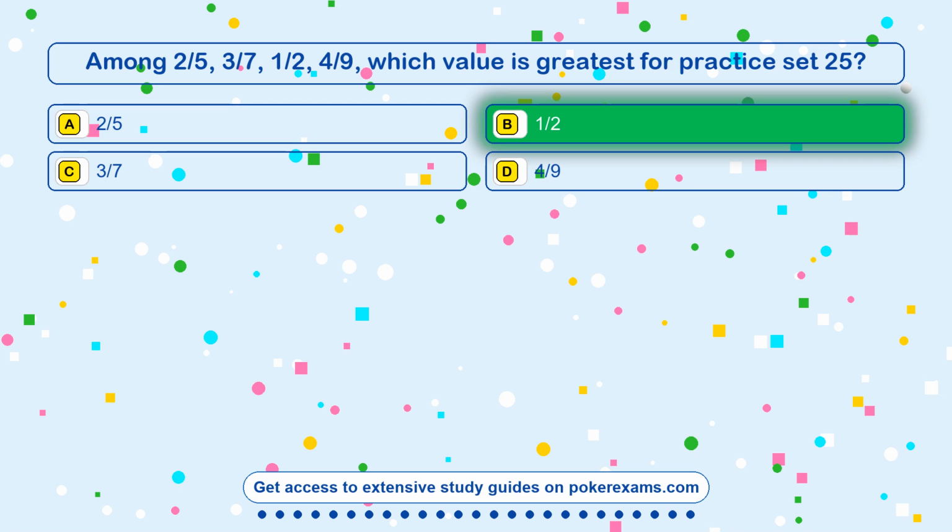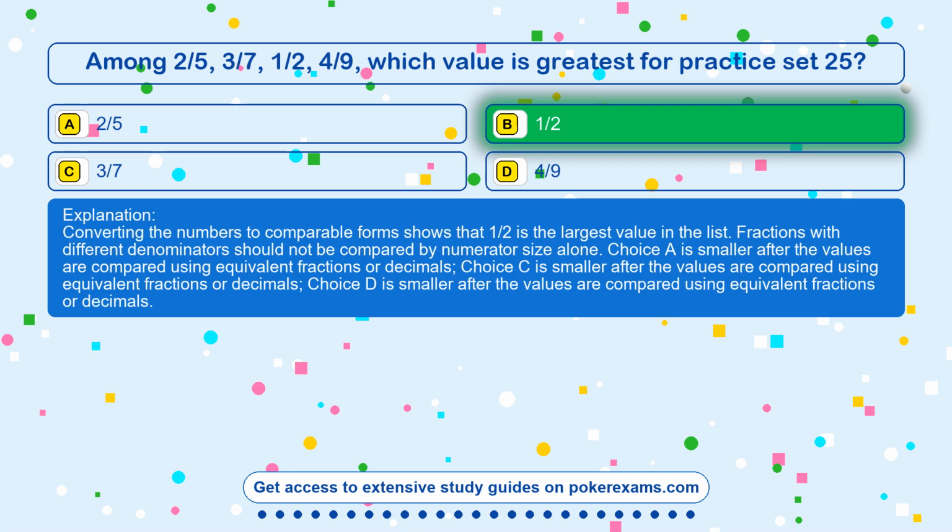The correct answer is option B, 1/2. Converting the numbers to comparable forms shows that 1/2 is the largest value in the list. Fractions with different denominators should not be compared by numerator size alone. Choices A, C, and D are smaller after the values are compared using equivalent fractions or decimals.